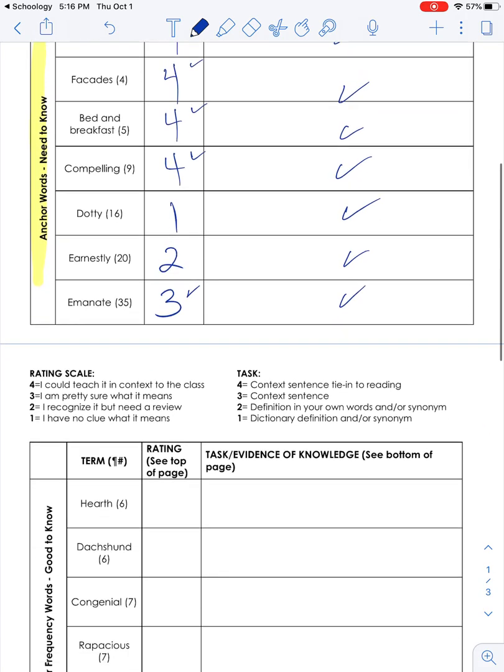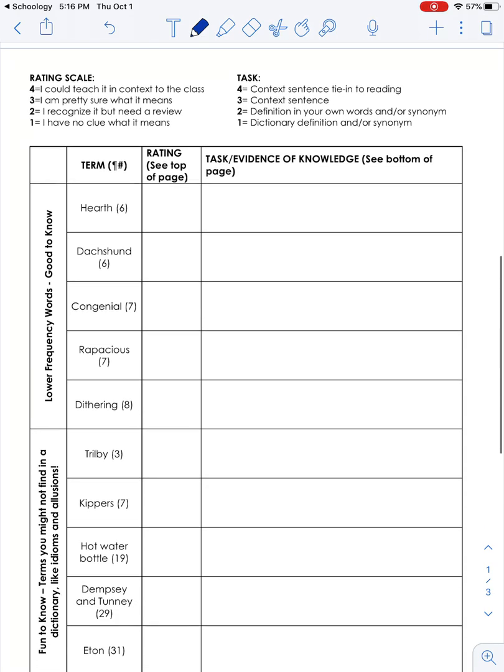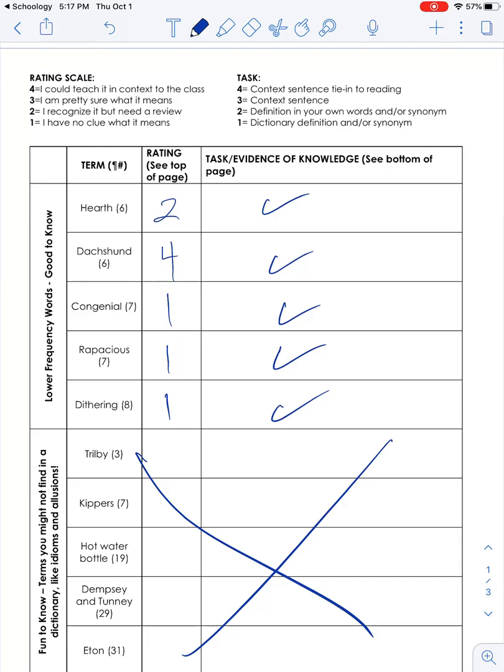But I'm going to move on to the next tier, right? These are slightly more challenging. So perhaps I rate myself, well, gee, I'm not sure what a hearth is. I definitely know what a dachshund is. I have no idea what congenial means, or rapacious, or dithering, right? So here, 50% or more of the words are rated at a 1 or a 2. So I get to stop at this section, I should say. I don't stop completely. I still perform the tasks in that right-hand column, but I don't have to go on to this final section.